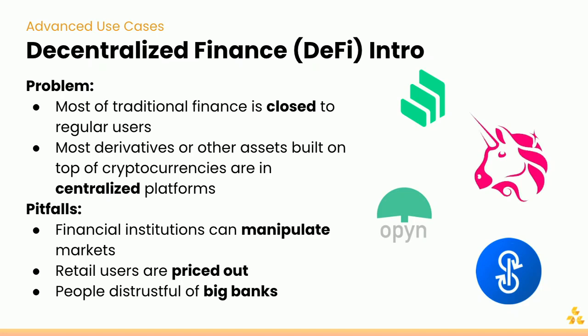So the issue we have is that most of traditional finance is closed to the public. Derivatives or assets, anything that we might be interested in, like stocks, bonds, actual cash, a lot of them are typically traded through banks or through different legacy systems that already exist and are pretty centralized. And so the challenges that come with this are that financial institutions can manipulate these markets, they can keep them as private as they want, and you might not always even trust banks. So that's where we see some of the criticisms that come from the current banking system.